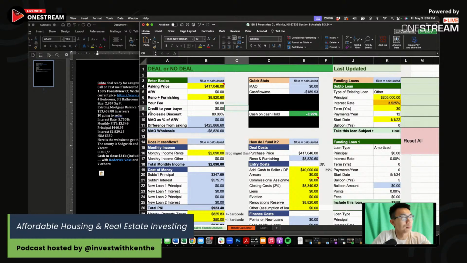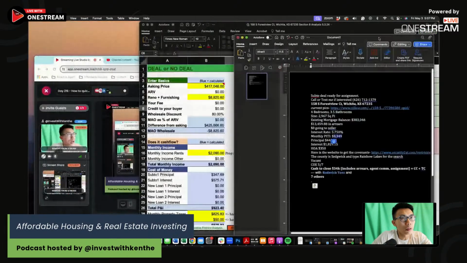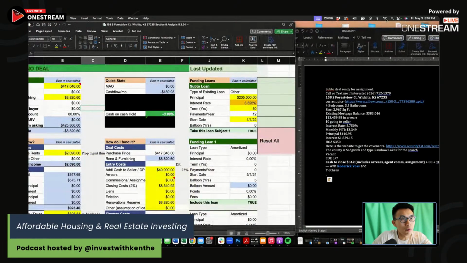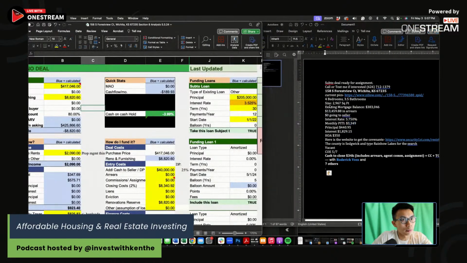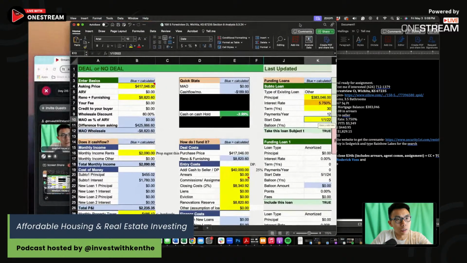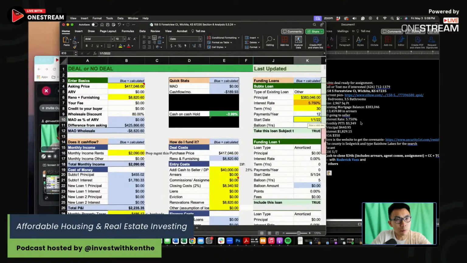Not bad at all. Now, then I want to look at what's going on with my rent. I mean, my mortgage. So if I look at this deal right here, the mortgage balance is $383,046. Interest rate is 5.75%. I don't care about the loan dates because I'm just going to care most about the monthly PITI number, which is 3349.